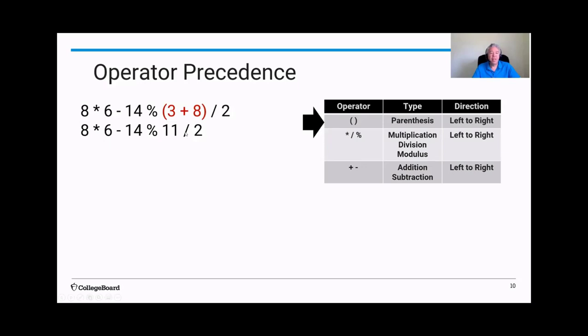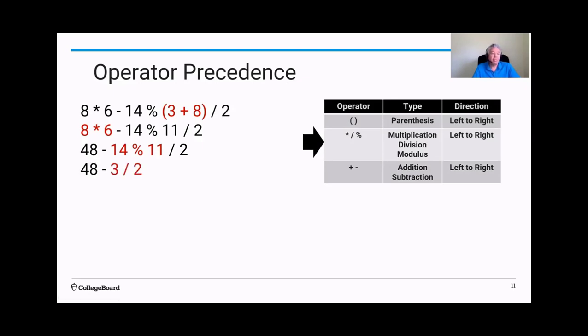So once I've taken care of parentheses, now we go all the way to the left and we focus on multiplication, division, and modulus again. Well, just like last time, we start with 8 times 6, which is going to give us 48. We now have 14 modulus 11, which, if I take 14 divided by 11 and look for the remainder, is going to be 3.